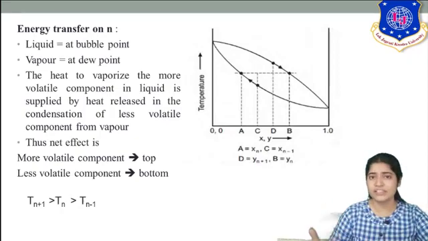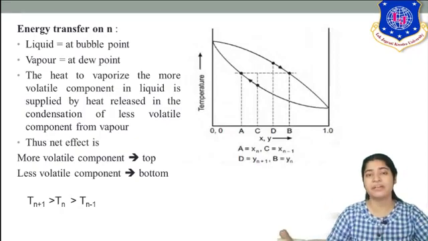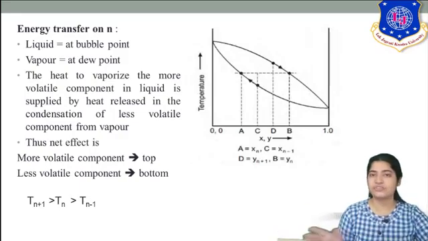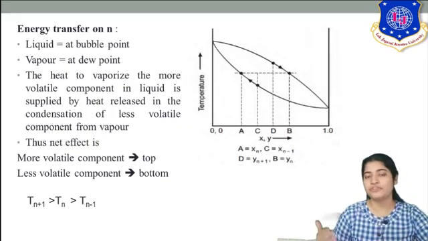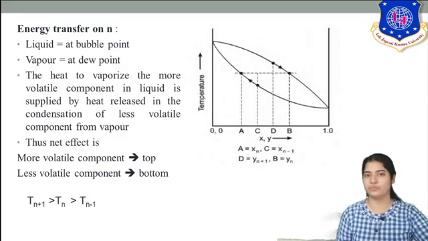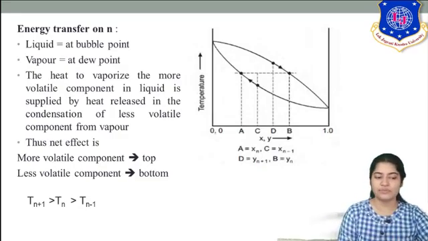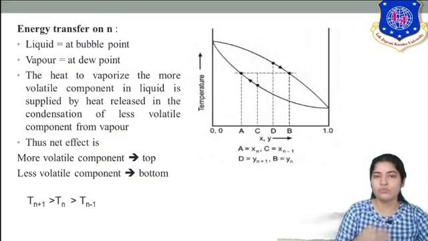So the less volatile component which is present in the vapor condenses and gets transferred into the liquid phase, whereas the more volatile component vaporizes from liquid to vapor phase. Hence, the composition of the more volatile component increases in the vapor and the composition of the less volatile component increases in the liquid phase. So the net effect is that you get your more volatile component on top and the less volatile component at the bottom.